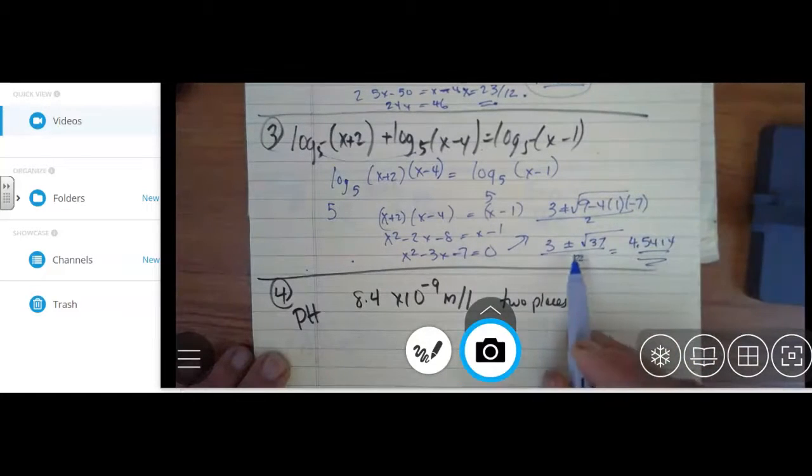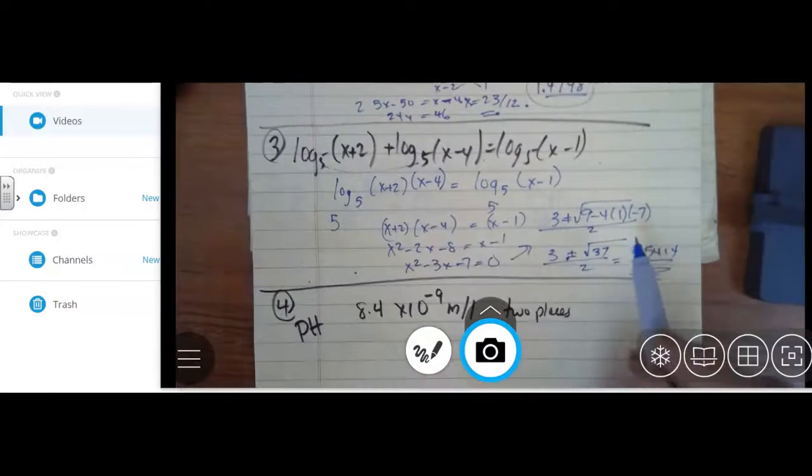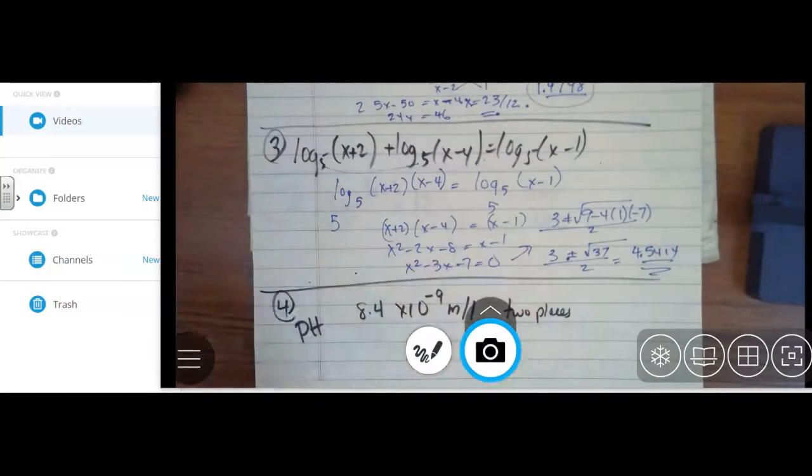It can't be negative. You can't have the negative one because then it would imply taking the log of a negative number, and the log of a negative number is undefined, so that's why we stop right there.